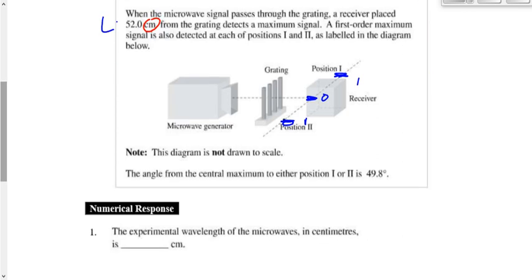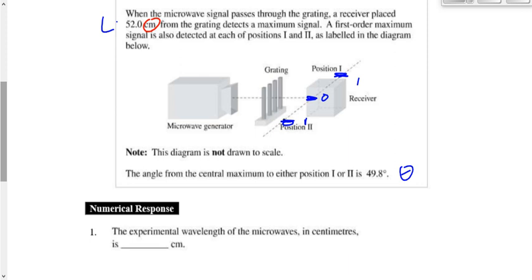And of course, it says it's not drawn to scale. We do have an angle given here. It's 49.8 degrees. Clearly, we're going to call that theta. Clearly an angle that's significantly bigger than 10 degrees. So we know we're not allowed to use that lambda is equal to xd over nL equation. That's okay. It's not an issue here because since we have the angle, we're going to use the d sine theta equation anyways.